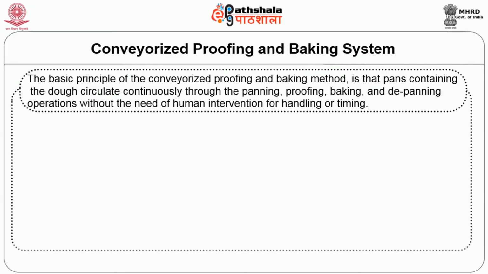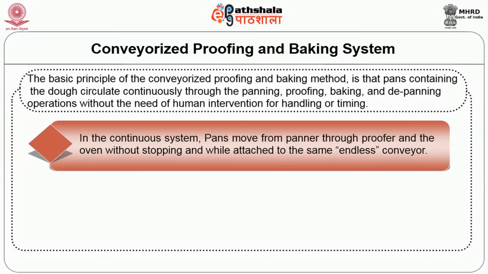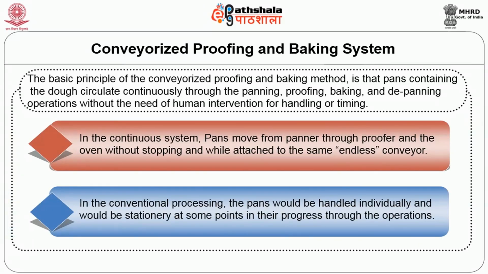The basic principle of the conveyorized proofing and baking method is that the pans containing the dough circulate continuously through the panning, proofing, baking, and depanning operations without the need of human intervention for handling or timing in the continuous system. Pans move from the panner through the proofer and the oven without stopping and while attached to the same endless conveyor. In conventional processing, the pans would be handled individually and would be stationary at some points in their progress through the operations. The newer method greatly reduces the complexity of the equipment needed to handle the pans.